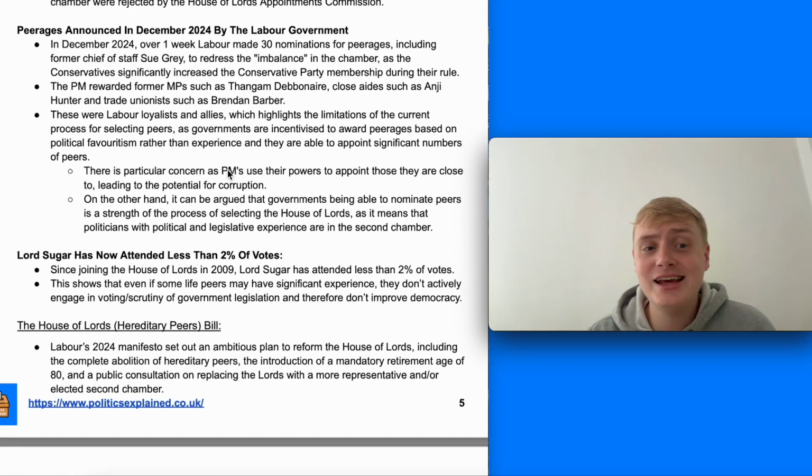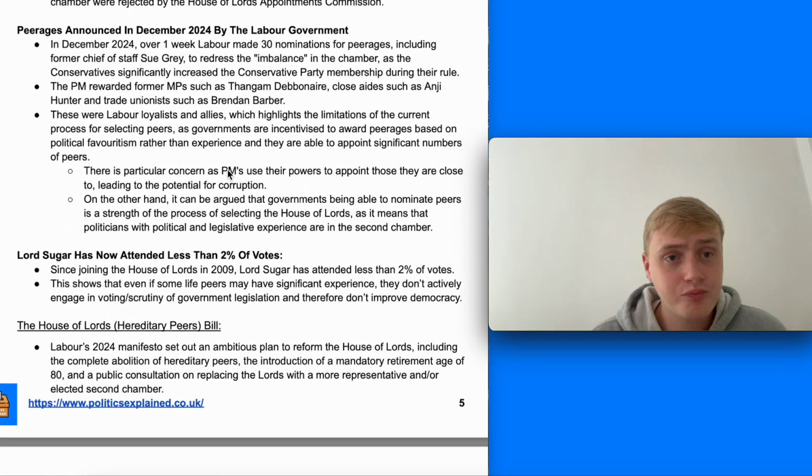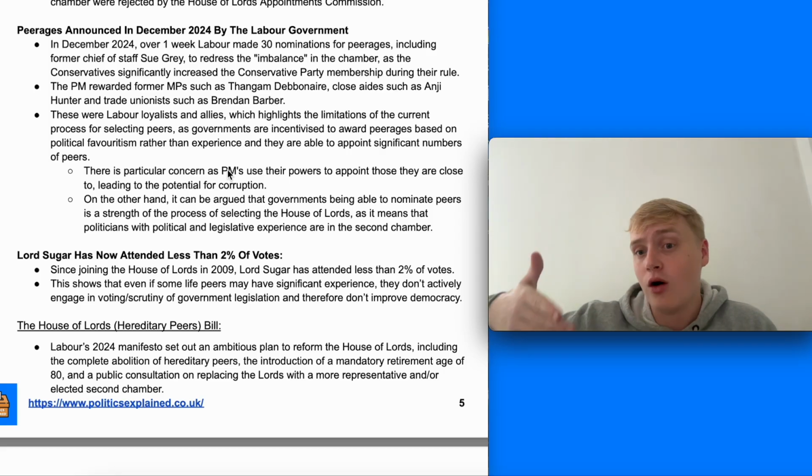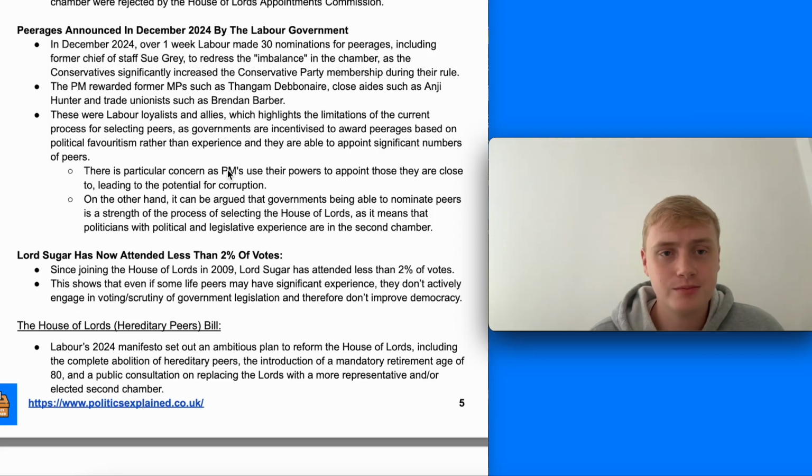We can say this has continued under Labour, when in December, over one week, they made 30 nominations for peerages, including former Chief of Staff Sue Gray, to address the imbalance of the chamber, as the Conservatives, having been in power for so long, had appointed a lot of Conservative Party members.